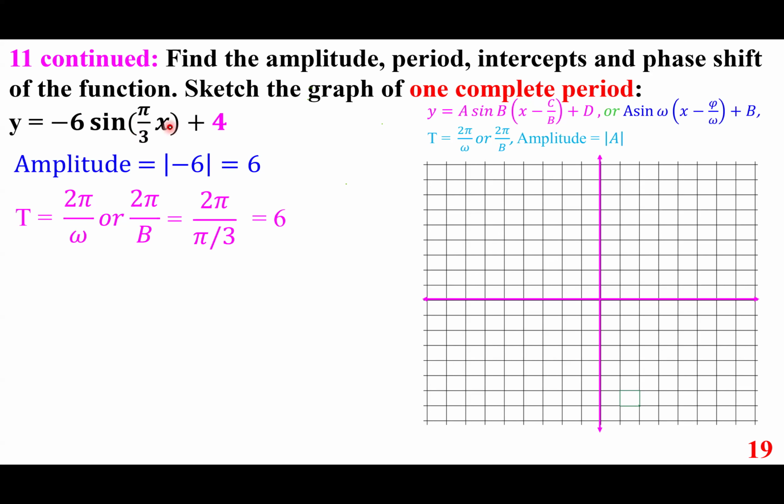Since there is nothing next to it, we don't have any phase shift. In other words, it doesn't shift to the right or left. Phase shift, or PS: none.